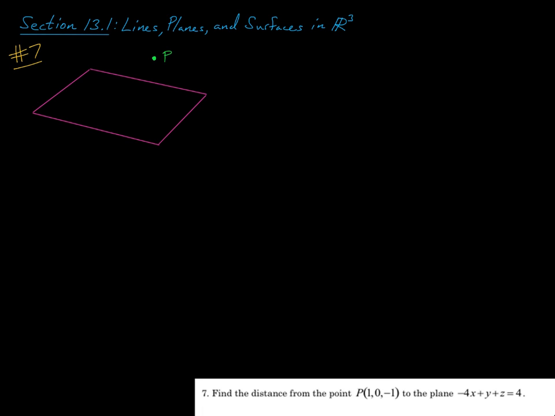And next up is question 7. It says, find the distance from the point P with coordinates 1, 0, -1 to the plane described by this equation, -4x plus y plus z is equal to 4. Okay, and I've drawn a picture here.